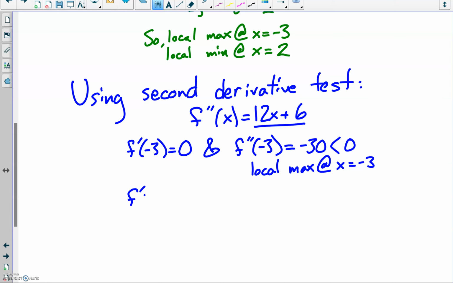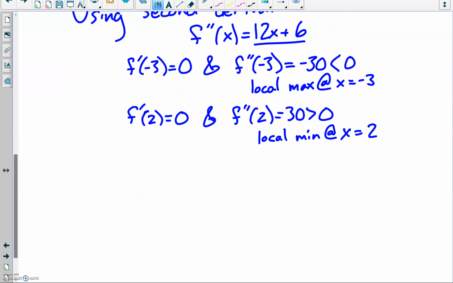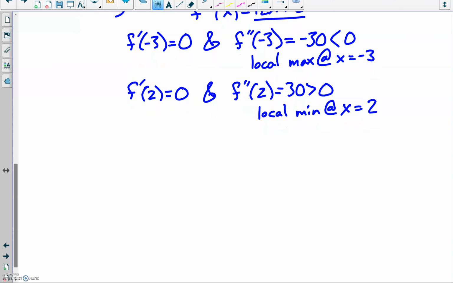And similarly for the second place here, the 2, f prime is equal to 0. And f double prime of 2, you plug in the 2 up there, you get a positive 30. That's greater than 0, so you have concave up at that point, which means you have a local minimum at that point. So same result, which should be the case from your first derivative, but notice I didn't have to use a sign chart or anything here to get the max and min. Some people like that a lot better.